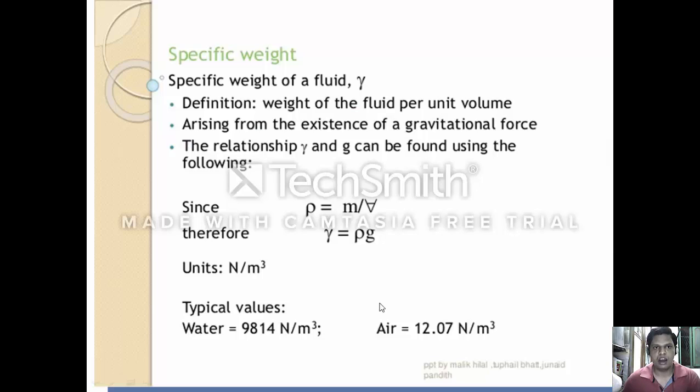Next, come to the second property, that is specific weight. Specific weight is defined as the ratio of weight by volume. It is denoted by w or in some cases gamma. It is also defined as the product of density and gravity. The SI unit for specific weight is Newton per meter cube. The water has a specific weight of 9814 Newton per meter cube.